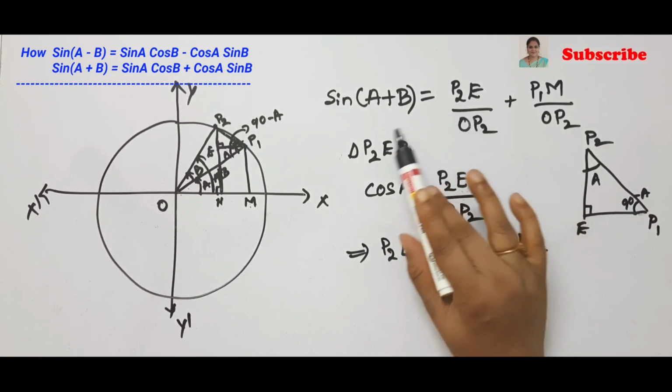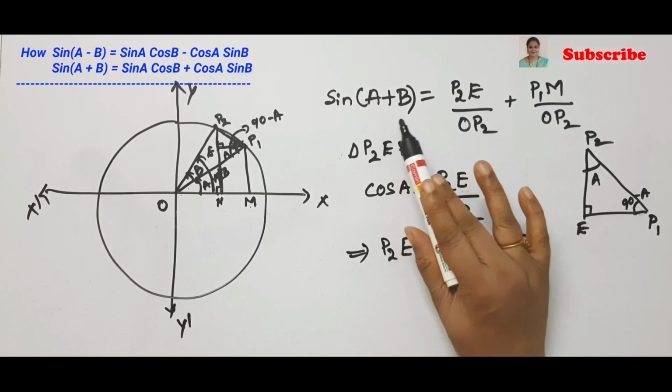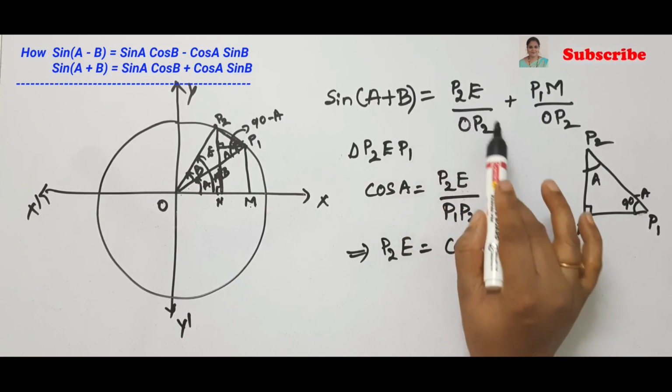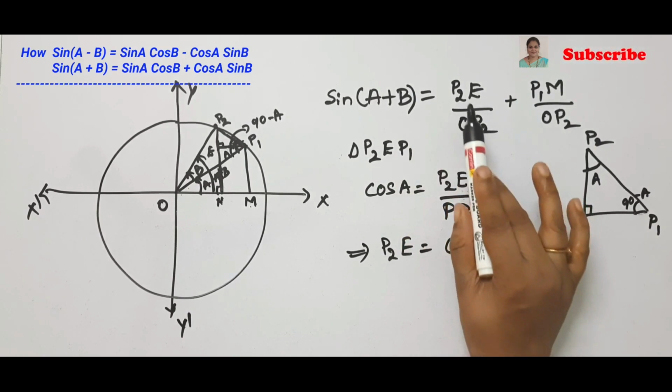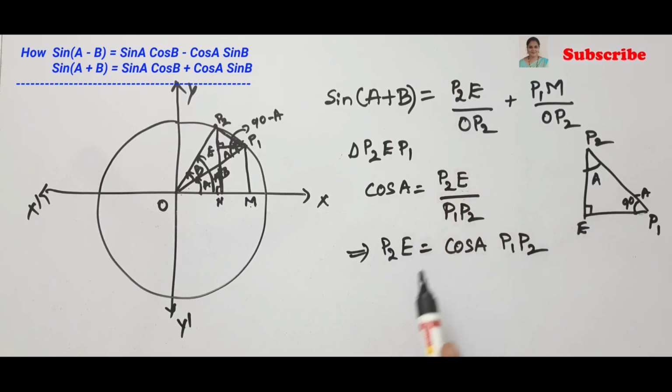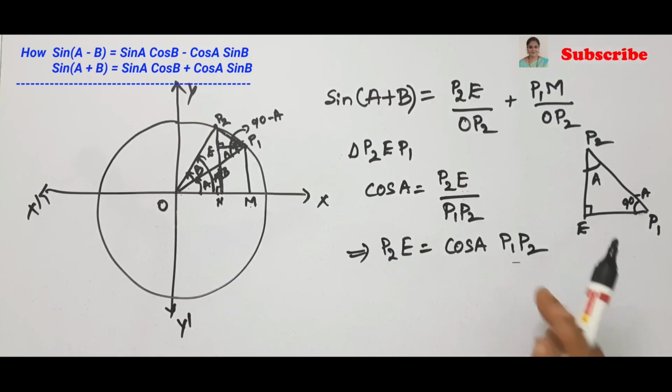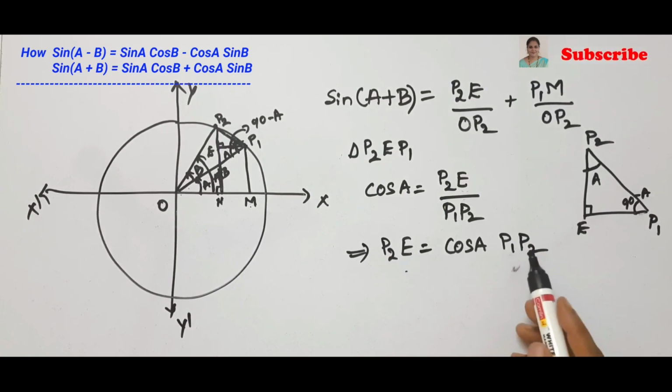So in the formula sin A plus B, the first term is nothing but P2E by OP2. So we got the value of P2E, which is equal to cos A into P1 P2, is it not? Now we need to get this P1 P2 value. We got the P2E value, in that again another side is there, that is P1 P2. So we need to get this P1 P2.